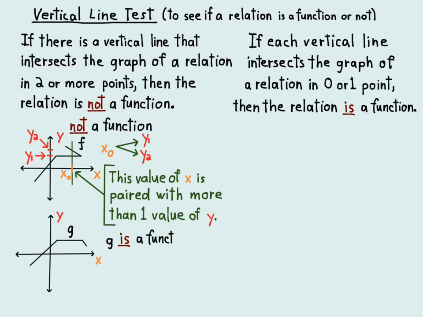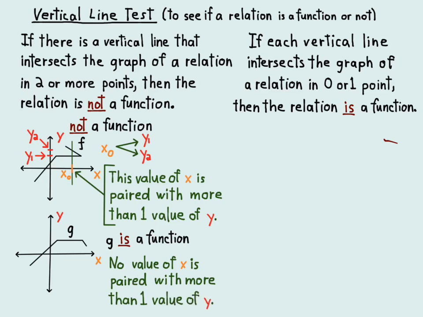This one, which was my fourth example on the previous video, is a function because you just imagine sweeping a vertical line across from left to right. It never intersects this curve more than once, so it is a function. Which means the same thing as saying no value of x is paired with more than one value of y. I just drew some of the lines, and of course there are infinitely many vertical lines. I can't draw them all, but I drew some to give you the idea.